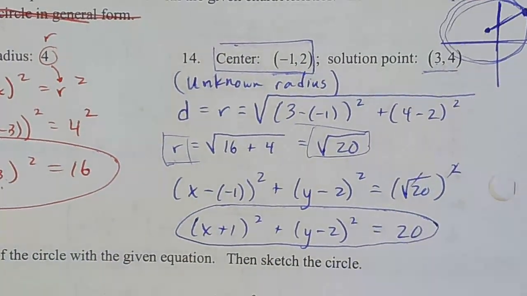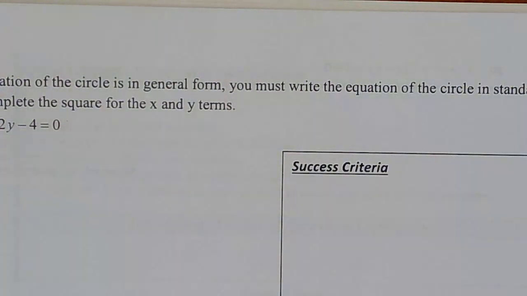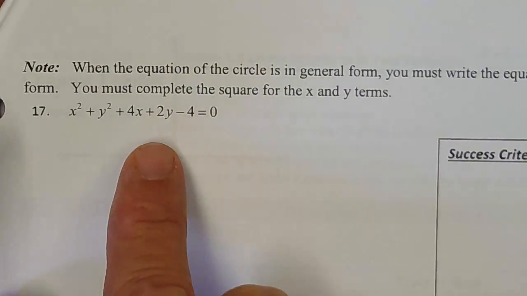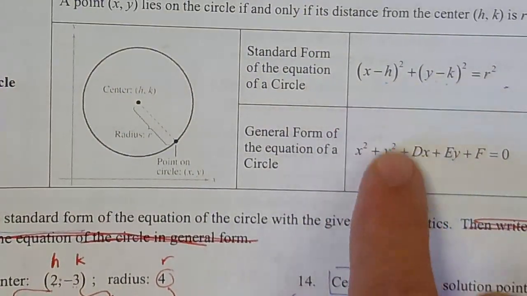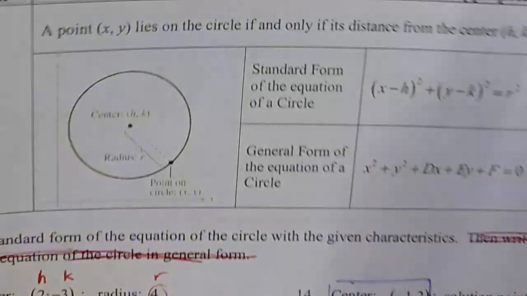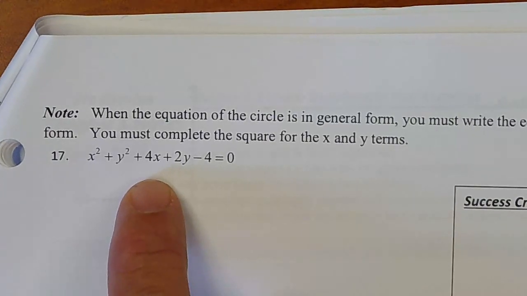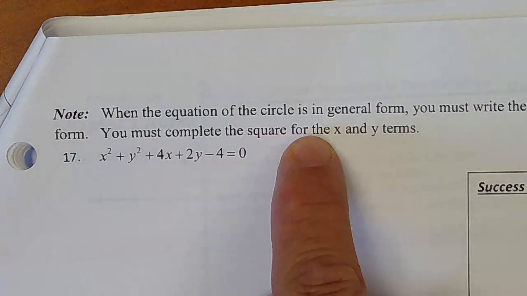Moving on to the next page. When the equation of the circle is in general form, by the way, this is general form. We haven't done much with general form yet, but it just means everything's multiplied out. Like if I expanded this and FOILed it and simplified it, we could get it to general form. These ones start out in general form. So when we're asked to put it in standard form, if it's in general form, what we have to do is complete the square.